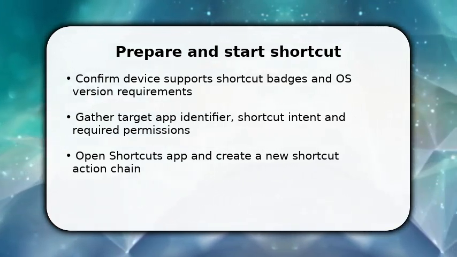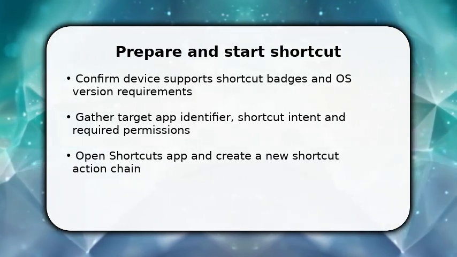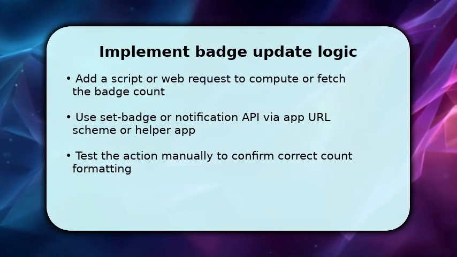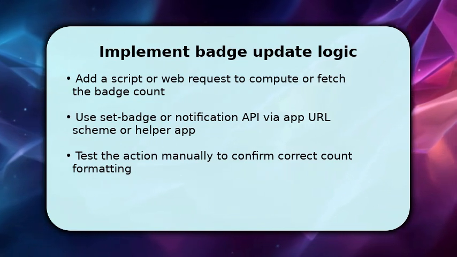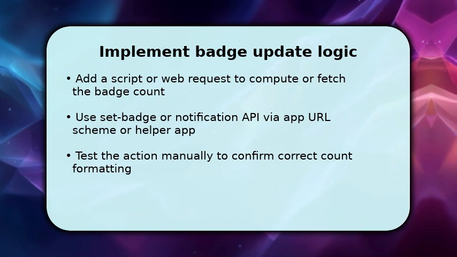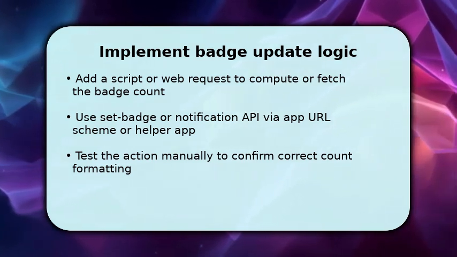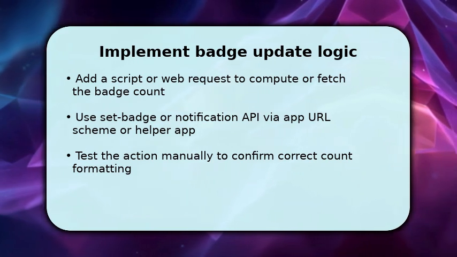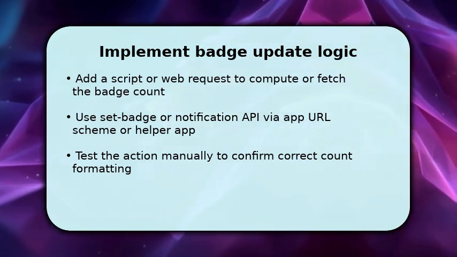Make sure to save the shortcut with a clear name so you can reference it from later steps and automation triggers. Now you build the logic that calculates or fetches the numeric badge. This might be a small script, API request, or reading local data. You wire that value into the mechanism the system accepts, for example, using a setBadge action, an app URL scheme, or a companion helper app that exposes a badge API.